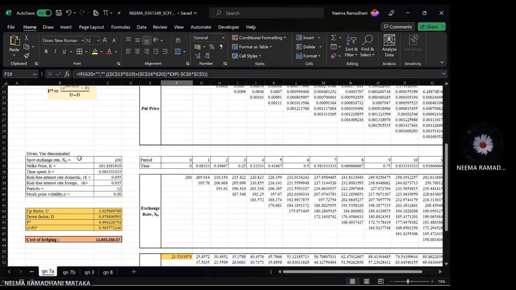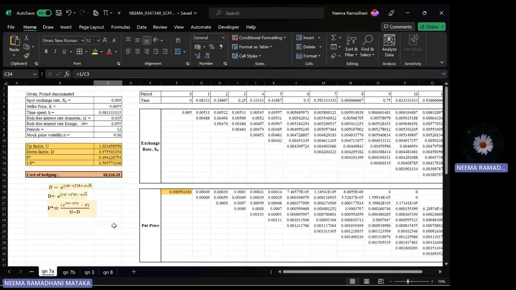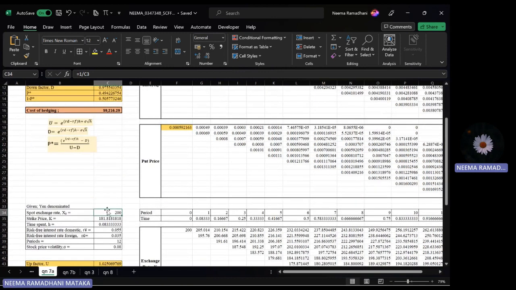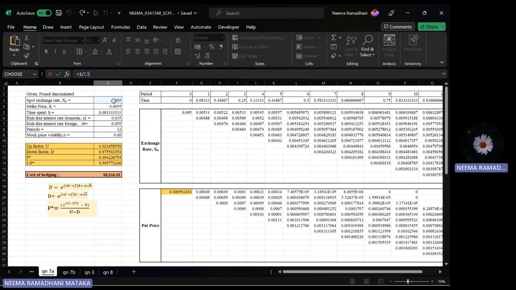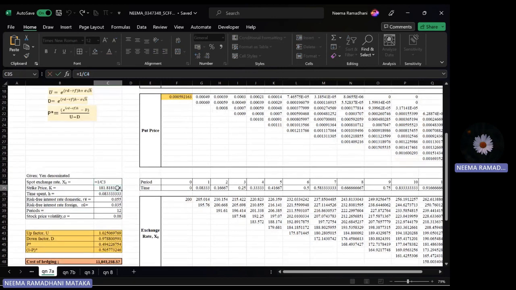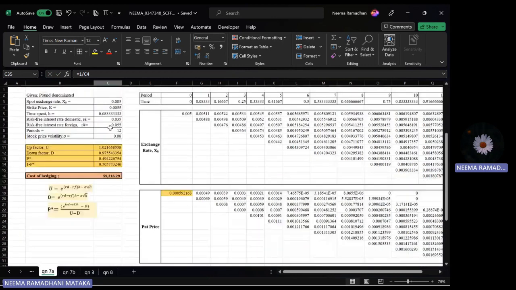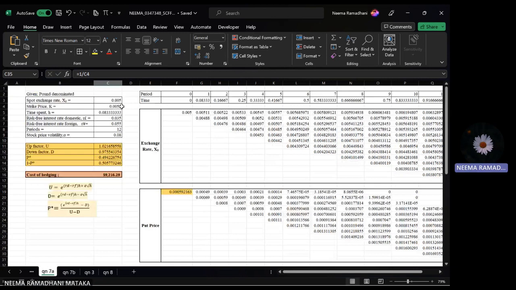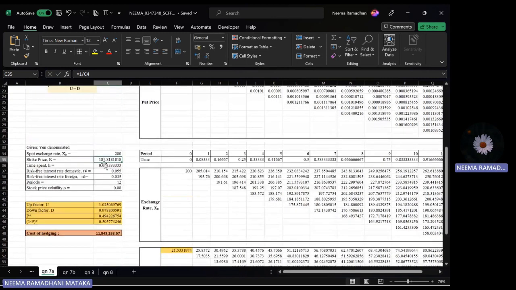And this is the value of the spot exchange rate for yen. Since from here you're given 0.005 euros per yen, but this time you want to find the value of yen per euro, it's just the reciprocal of this value. So 1 over C3, you're going to get the spot exchange rate for the yen denominated currency. And for your strike price, you do the same thing: 1 over C4 to get the strike price for yen denominated currency.